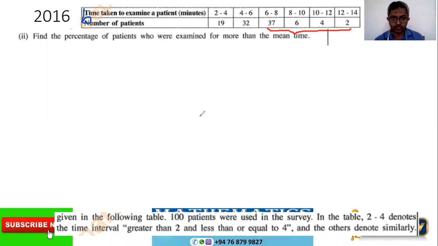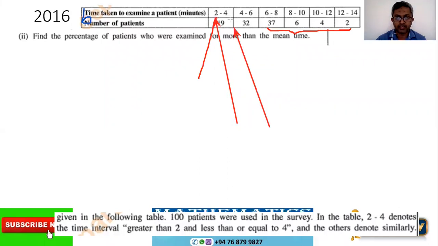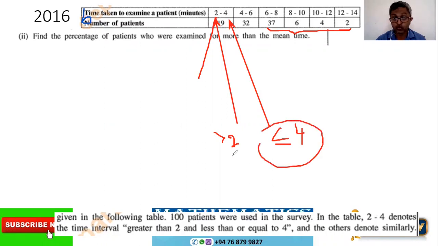The important thing to consider here is that in the question itself, in the table, 2 to 4 denotes a time interval greater than 2 and less than or equal to 4. Important words: greater than 2 and less than or equal to 4. So 4 is included here, and 2 is not included.